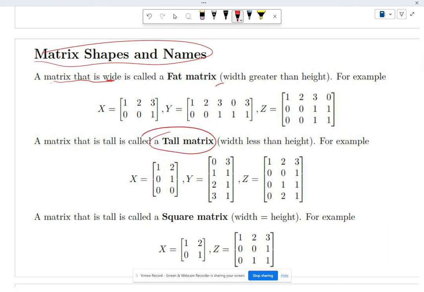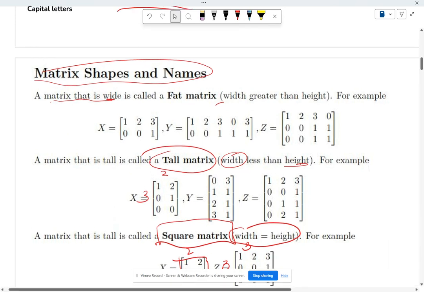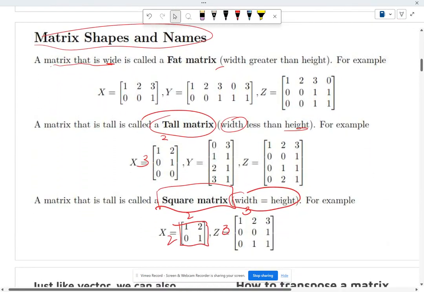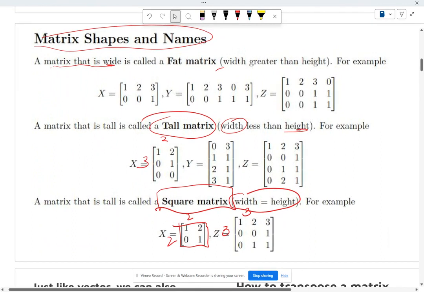Now we have the opposite, which is a tall matrix, where the width is less than the height. So for example, here the width is 2 and the height is 3. So it's tall. Here's another one, and here's another one. Another matrix, if the width and height are exactly the same, is called a square matrix. As you can see, the size of a square is 2 by 2, 3 by 3. Okay? So we have matrices, just a bunch of numbers enclosed in a bracket. Just like vectors, they don't really mean anything unless you attach meaning to them.